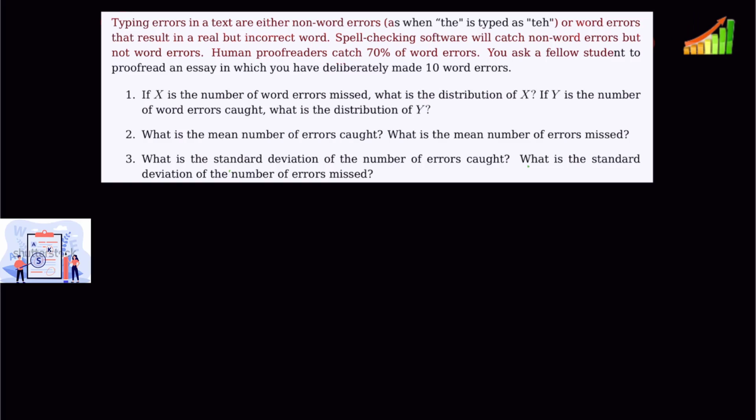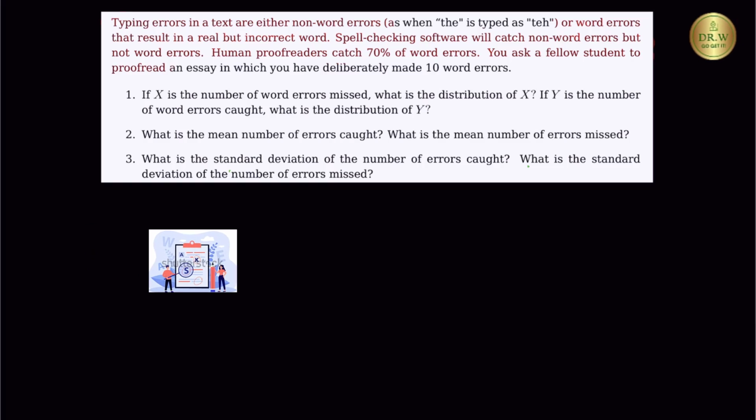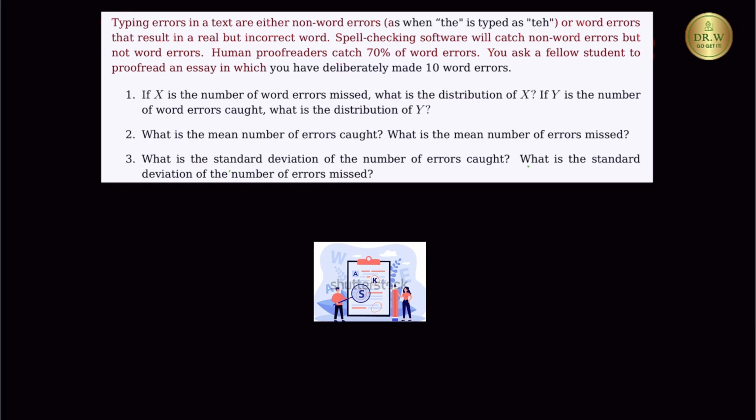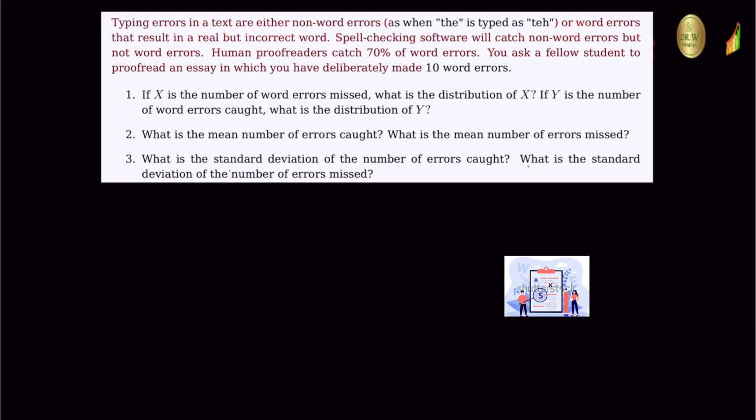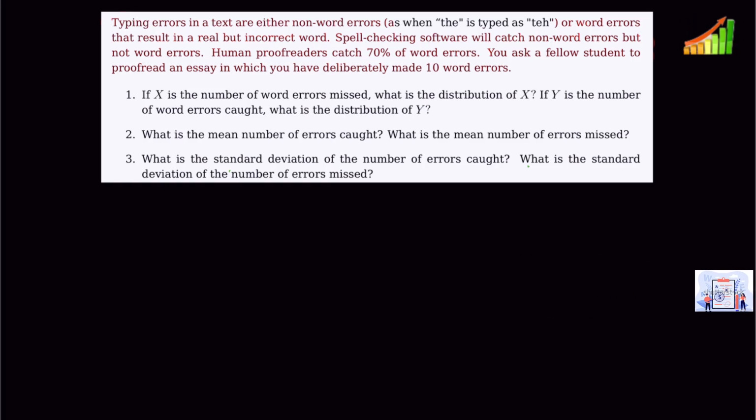You ask a fellow student to proofread an essay in which you have deliberately made 10 word errors. First one, if x is the number of word errors missed, what is the distribution of x? Let me just write down first. 1. X is the number of word errors missed.